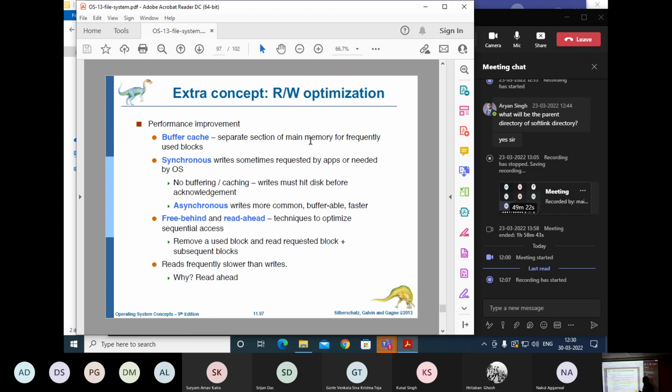There is another concept aside from buffer cache, where you have to go to the disk and read and write: synchronous and asynchronous read and write. This is important because you will hear these terms, synchronous and asynchronous, more and more as you move towards real-world systems and deployment. So what are synchronous writes? Essentially, there is no buffering or caching. Writes must hit disk before acknowledgement.